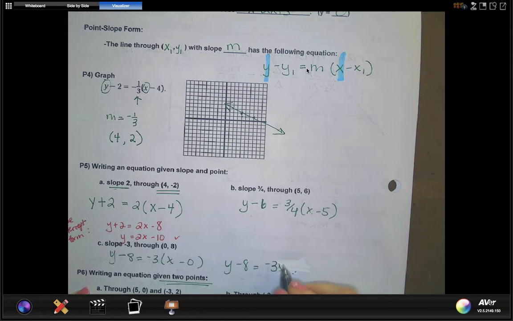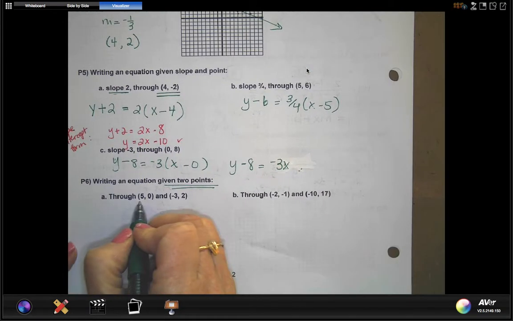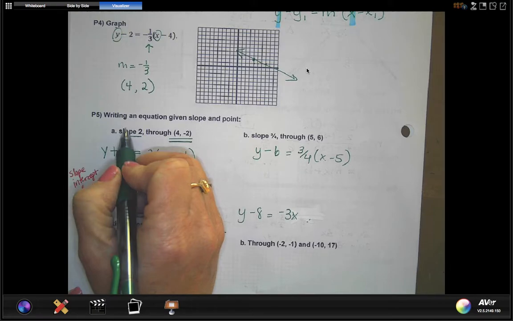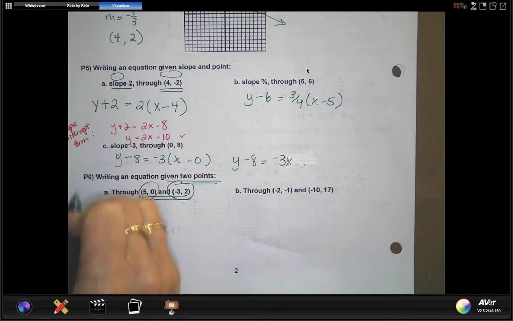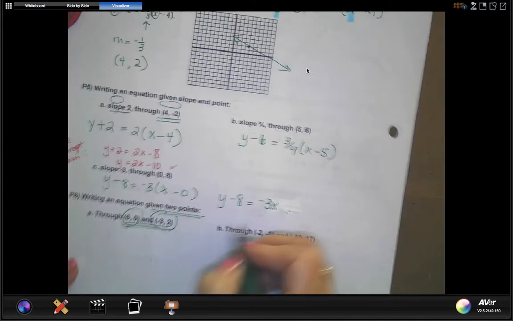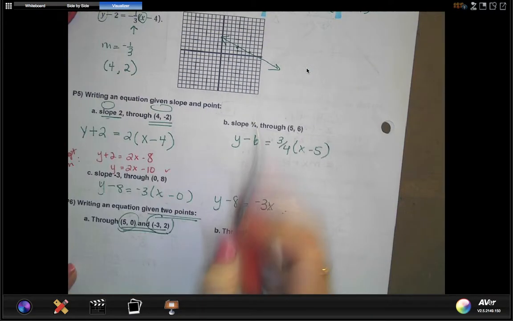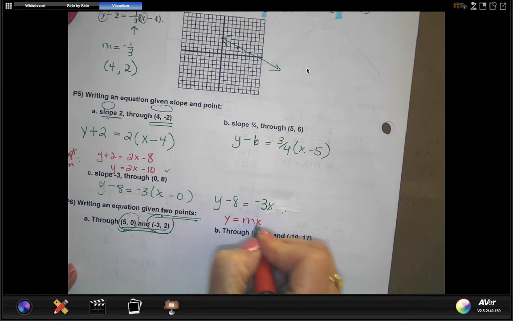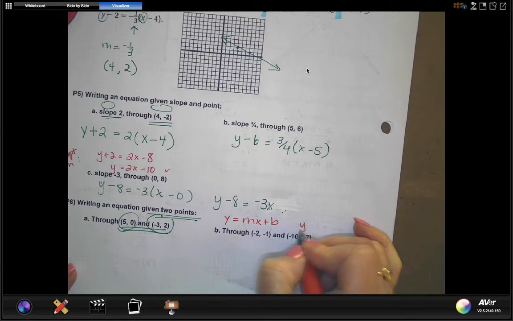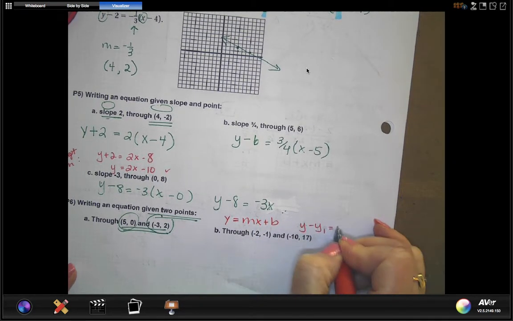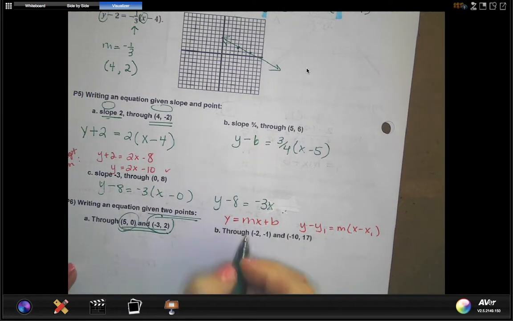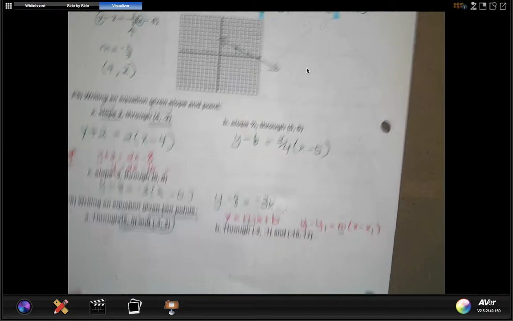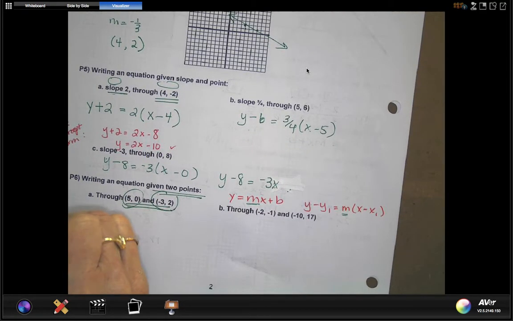All right, so now down here, now we're given 2 points. So up here we were given the slope and the point. So no matter what equation we use, we have y equals mx plus b, and then we have point slope, y minus y1 equals m times x minus x1. No matter which equation that we use, we always need a slope. So no matter what, you're always going to have to calculate the slope.